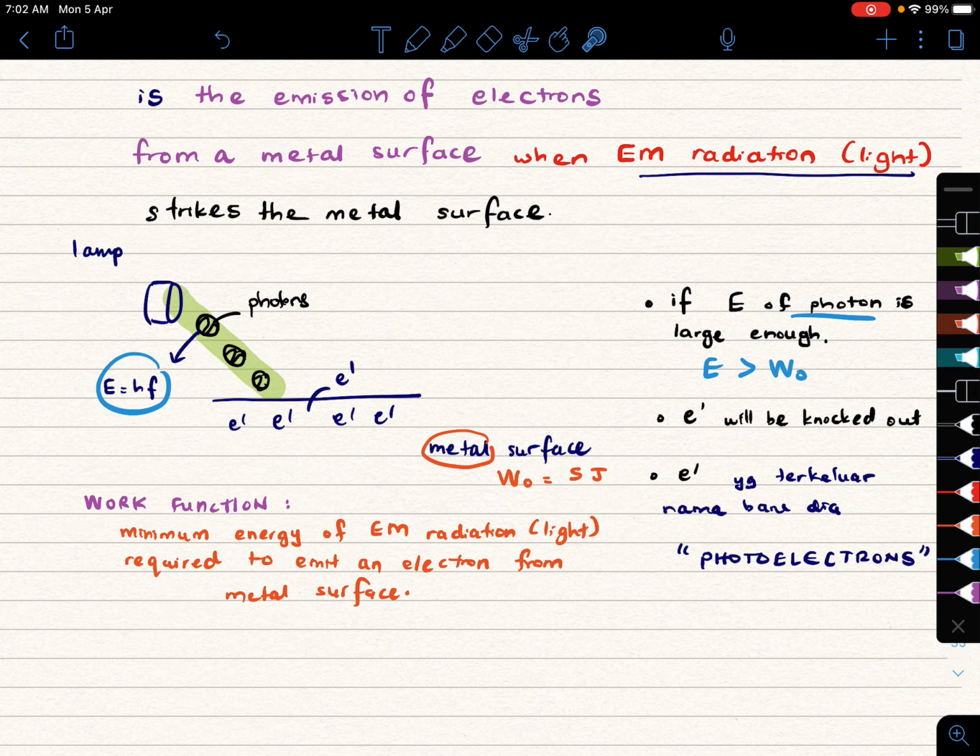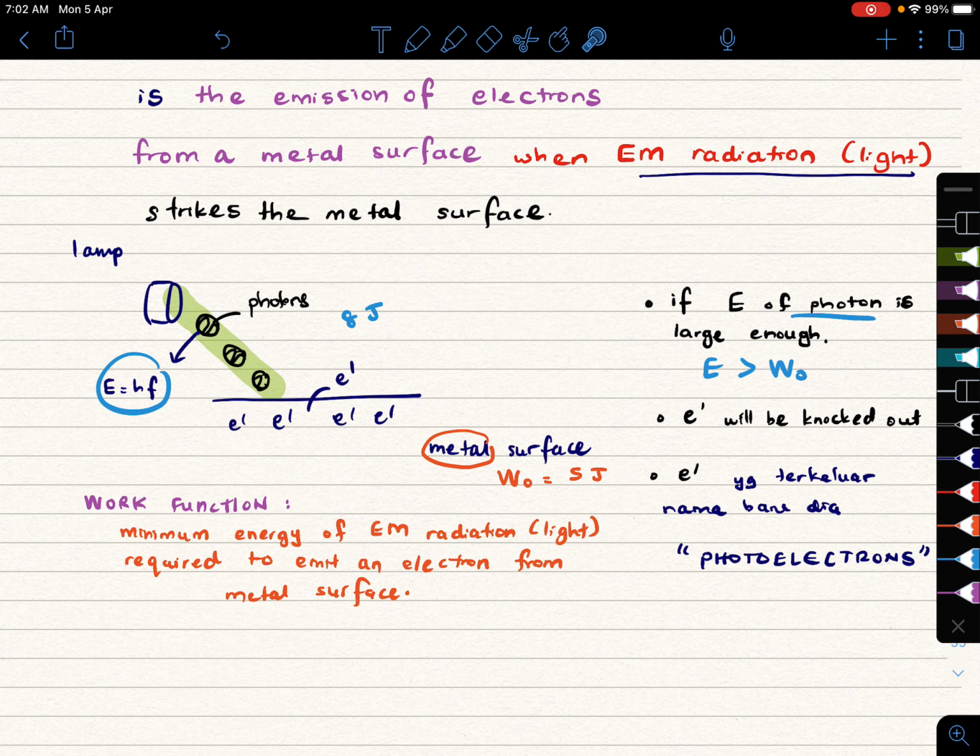Katalah kita ada banyak photons ni kan. So, semua photon ni carries energy sebanyak, I think maybe, 8 joule. So, adakah photons ni berjaya untuk eject keluar elektron ni? Dia berjaya lah sebab the energy of the photon is larger than the work function.